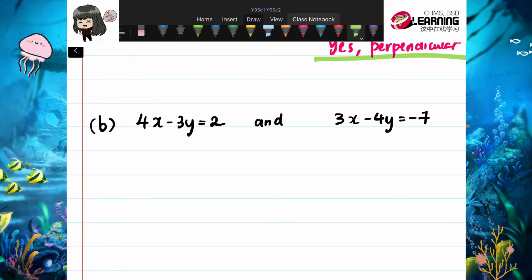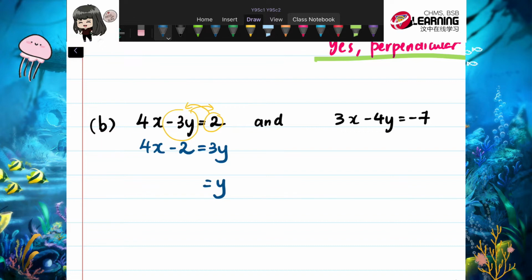B is not written in y equals mx plus c, so you have to make y the subject. I move the 3y to the other side, negative 3y, because I want to get rid of the negative, and the 2 moves to the other side and becomes minus 2, so 4x minus 2. Then everything is divided by 3, so this becomes 4 over 3 x minus 2 over 3. So my m1 is 4 over 3.